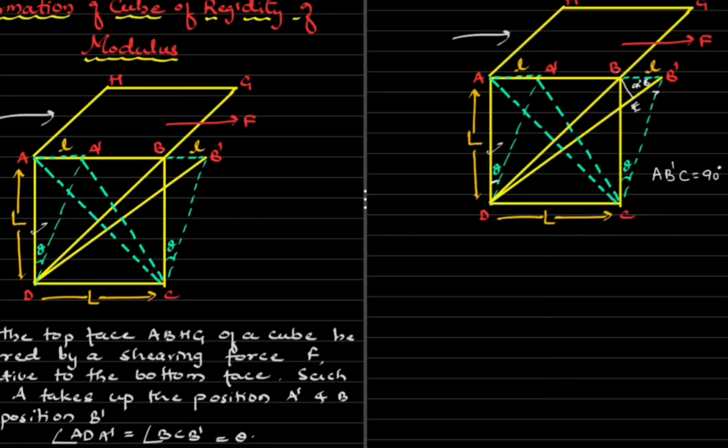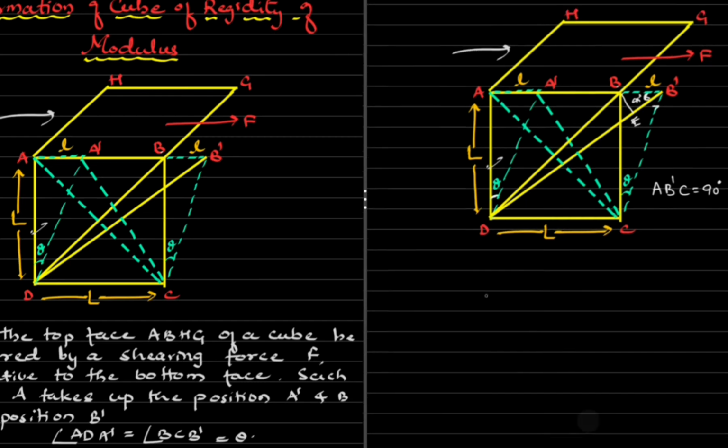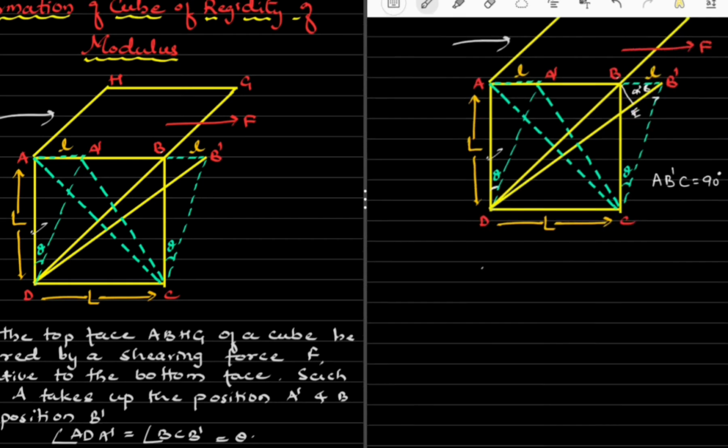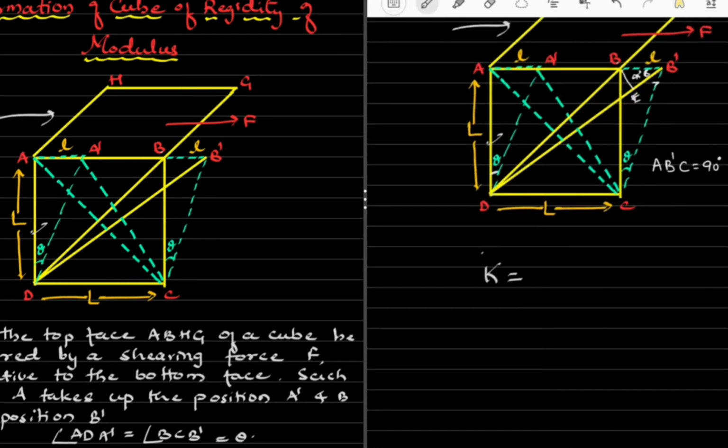Dear students, in this class we'll discuss deformation of cube of rigidity of modulus. In last class we have discussed the deformation of cube of bulk modulus. We got the equation that is k equals to 1 divided by 3 into alpha minus 2 beta. So that is equation 1.